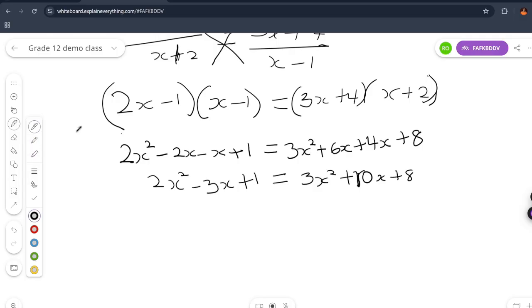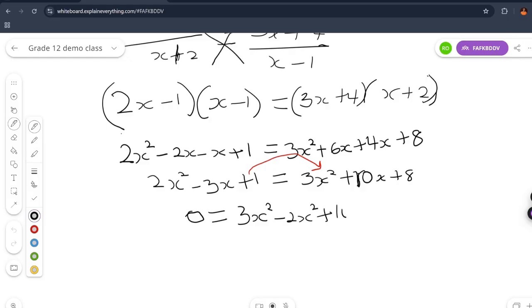So now let's take all these ones to the other side. When we take them to the other side, we will have 0 on the left hand side. Now we will have 0 here, and 0 will be equal to 3x squared. When 2x squared comes to this side, it will become minus 2x squared. We are putting the like terms together.